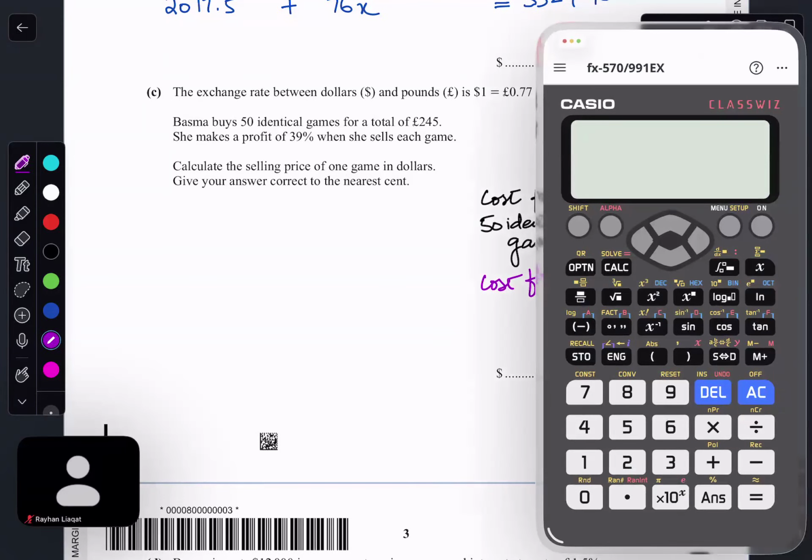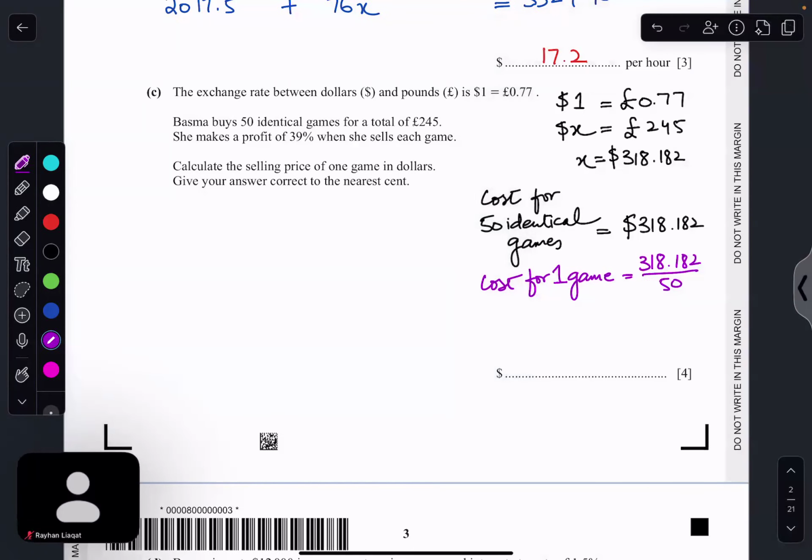So we have, can somebody calculate? I think it's stuck. Yes, anyone? 318.182 divided by 50, what do we get? Let me use the other calculator. 318.15. This should be $6.636. So per game, the cost is $6.63.